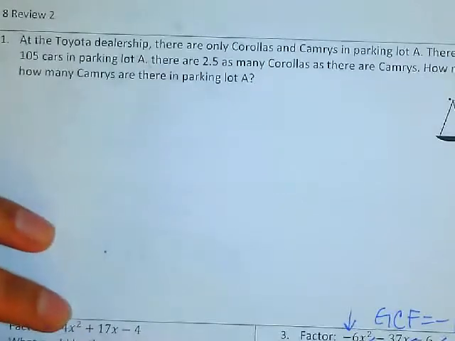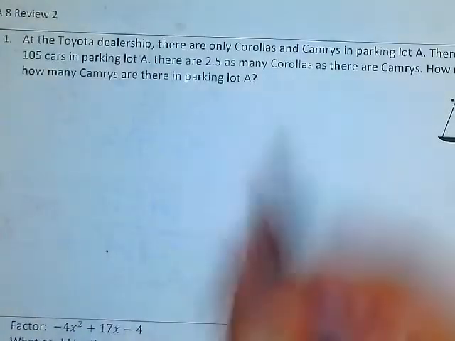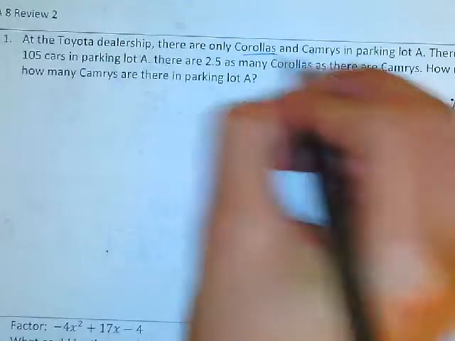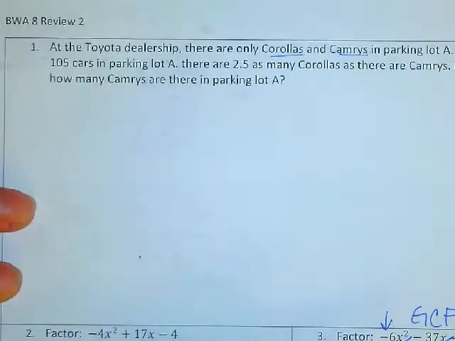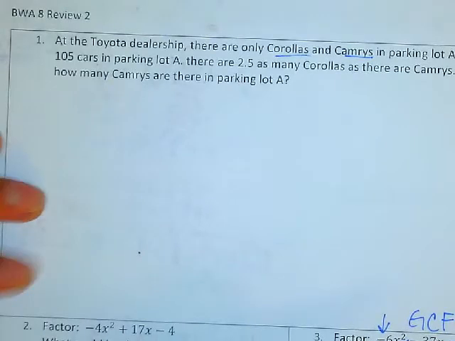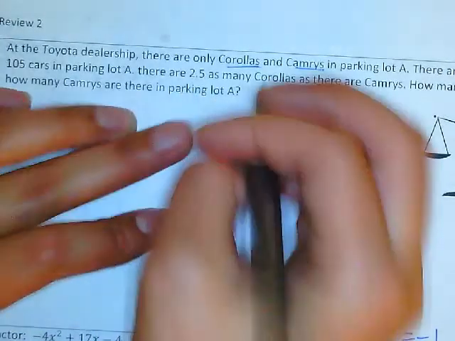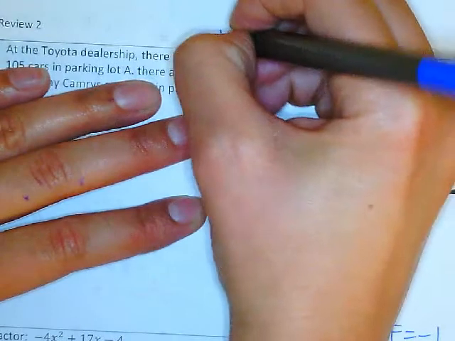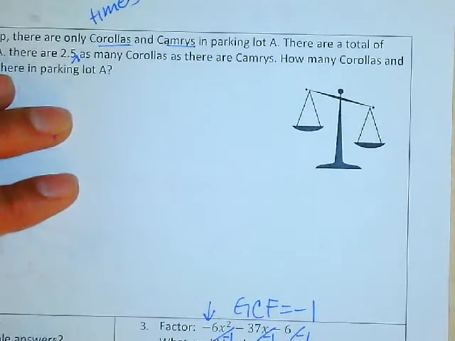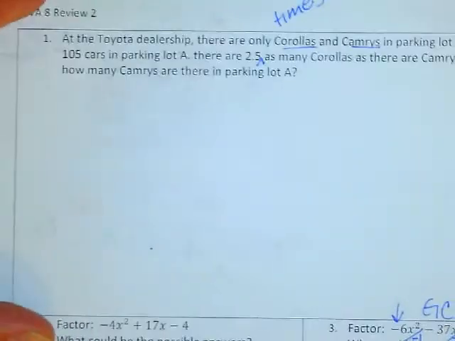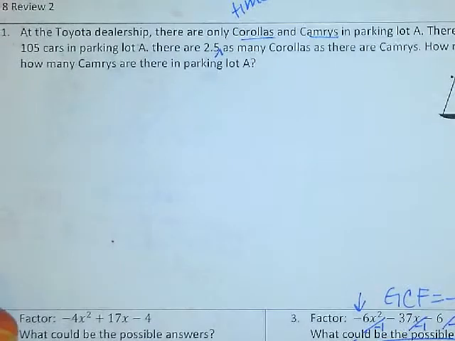Right, the word problem that we did here is at the Toyota dealership, there are only Corollas and Camrys in a parking lot. There are a total of 105 cars in parking lot A. There are 2.5, and this should read times, 2.5 times as many Corollas as there are Camrys. How many Corollas and Camrys are there in parking lot A?